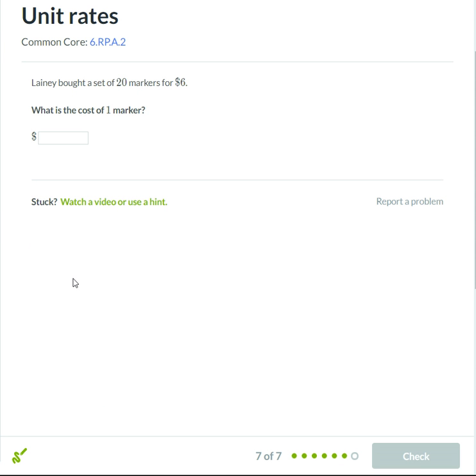So let's do this last one. Laney bought a set of 20 markers for $6. So they asked for the cost of one marker. So they're asking for the cost per marker. So if the cost is given first in the question, I need to write the cost first to determine the unit rate. So it's going to be cost divided by the number of markers. And in this case, the cost is $6. So 6 divided by 20 markers.